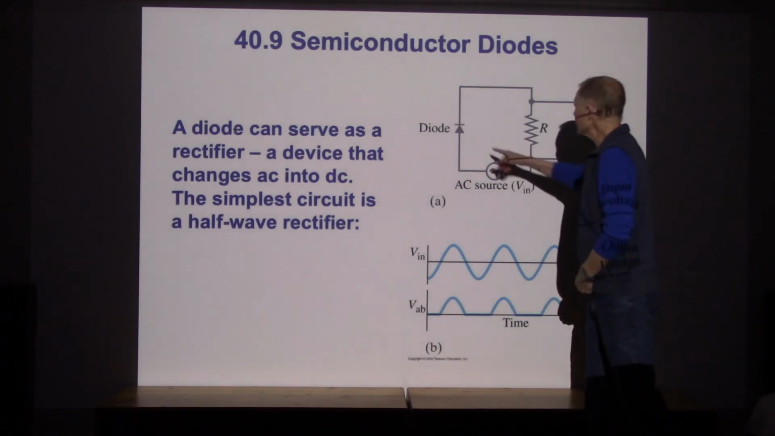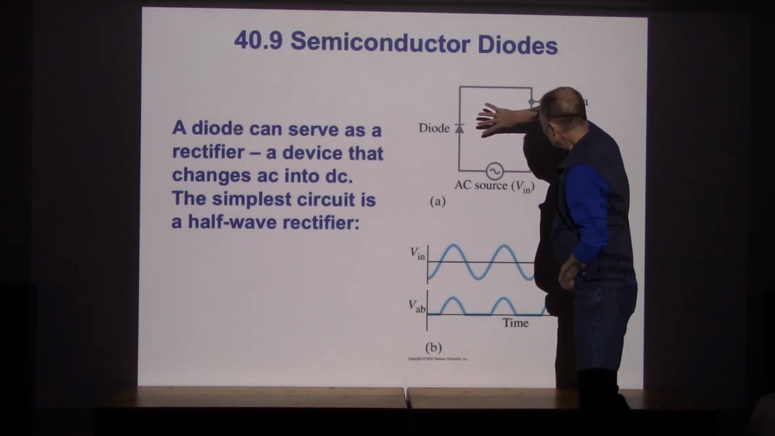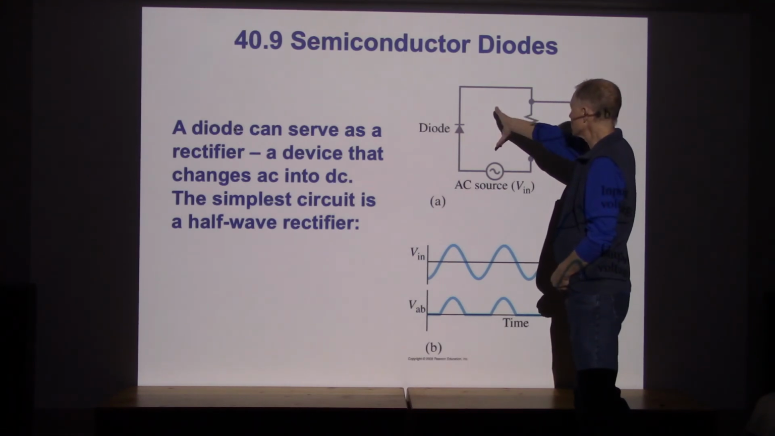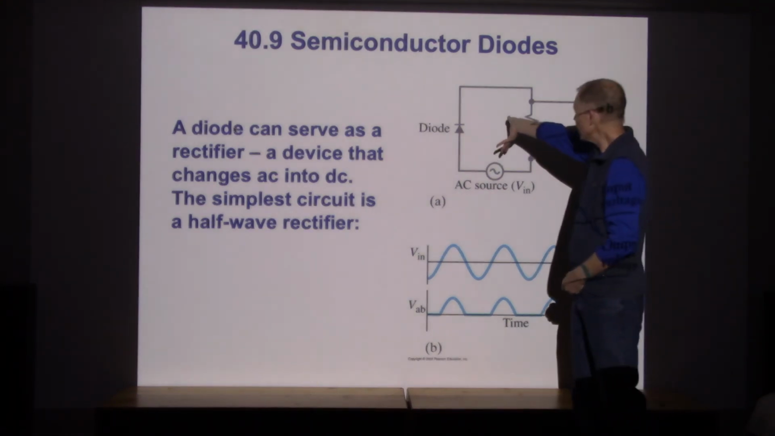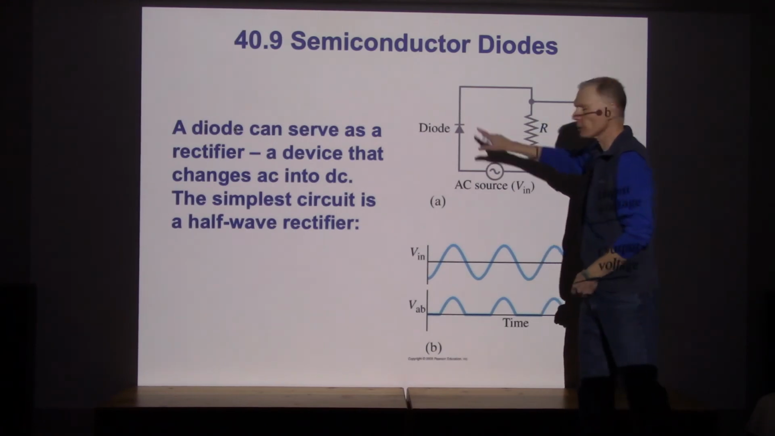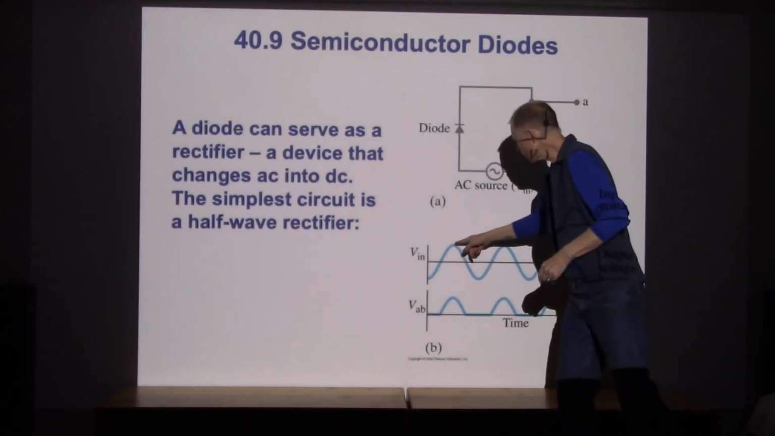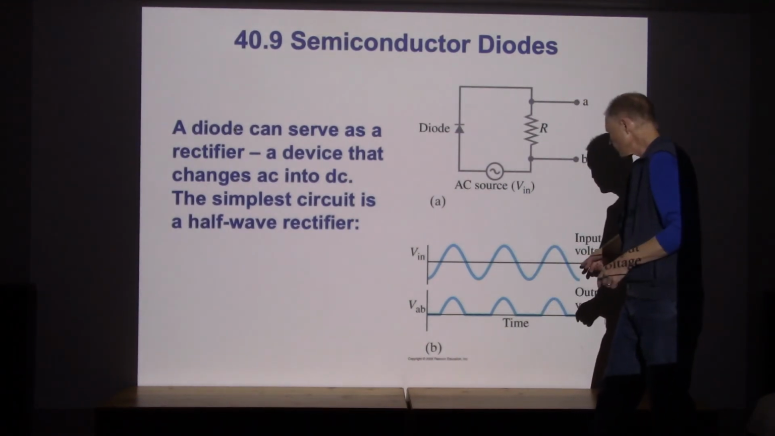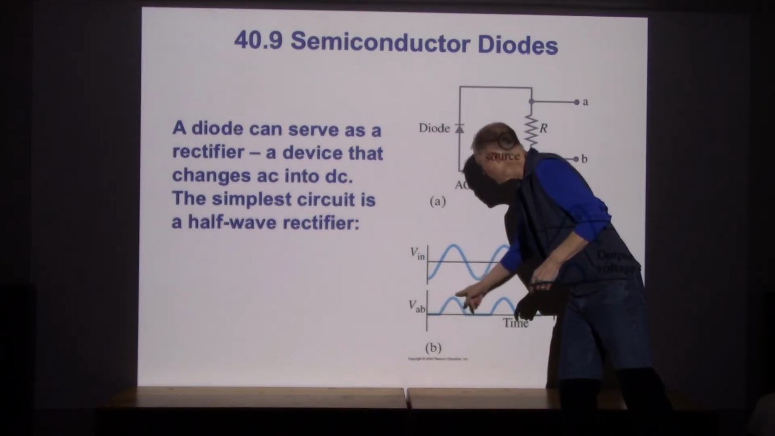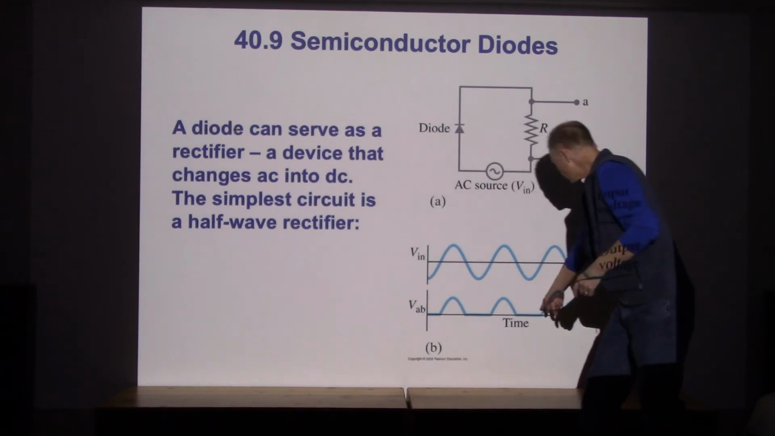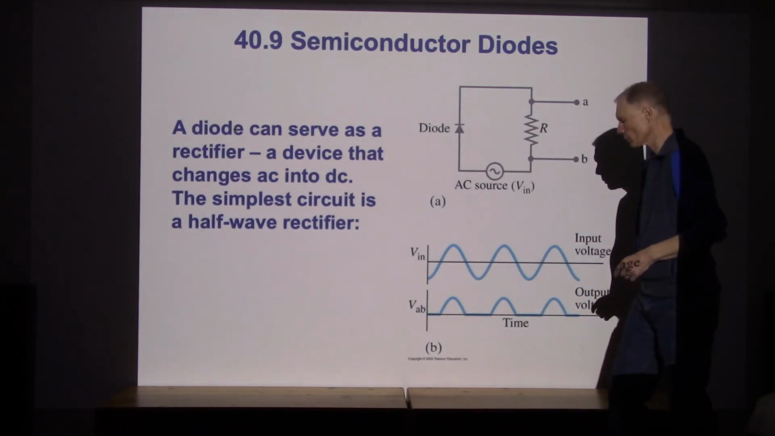Well, what happens if we put a diode in here? Whenever the current is going in this direction, current flows. But whenever the current's going the opposite direction, current shuts down. So instead of getting the full effect of the AC, what we've done is we've limited the voltage, the current, to only be in one direction.